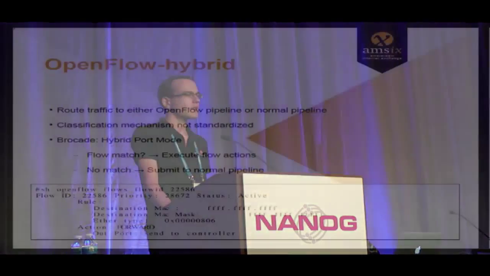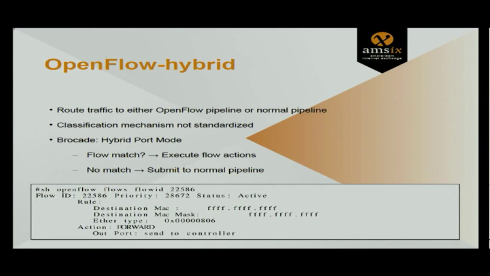And in the case of Brocade, this was done pretty neatly. What you can do per port is say if you have traffic that matches an OpenFlow rule, you send it into the OpenFlow pipeline. And if the traffic doesn't match, you send it into the normal pipeline. So what we can do in this case is set a very simple OpenFlow rule saying, for example, send all the broadcast traffic with either type of ARP to the controller, and forward all the normal traffic that doesn't hit the OpenFlow rule in hardware using the normal MPLS pipeline.